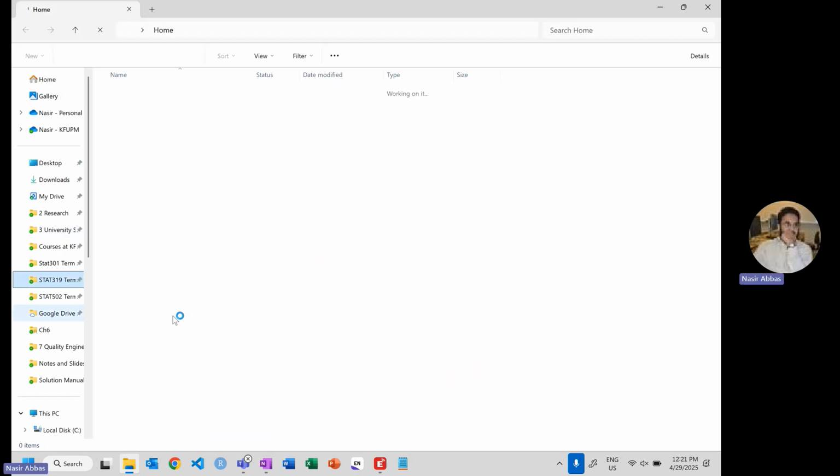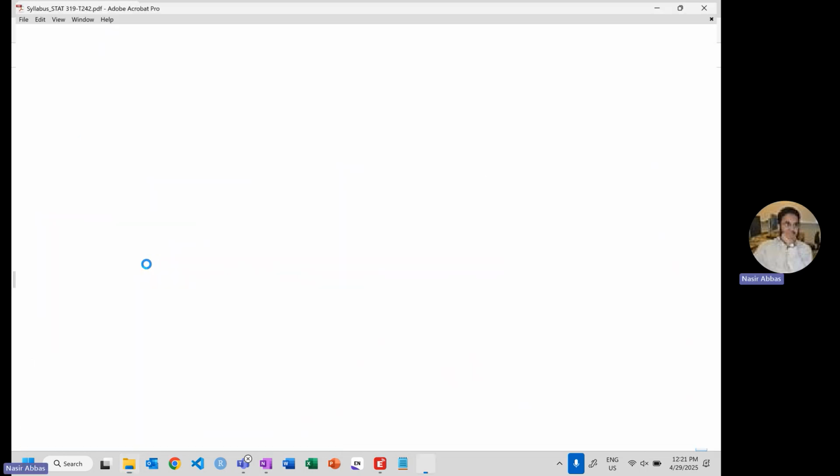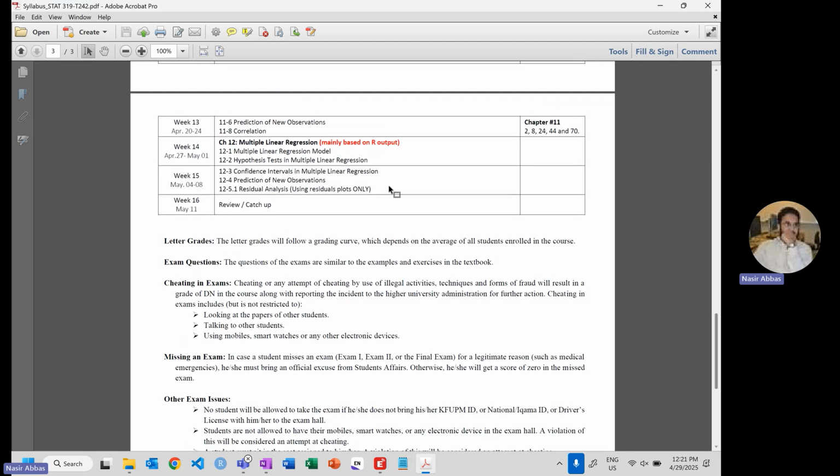Did anyone read the syllabus throughout the semester? Yes, good. No, but you did. What is written in red here?